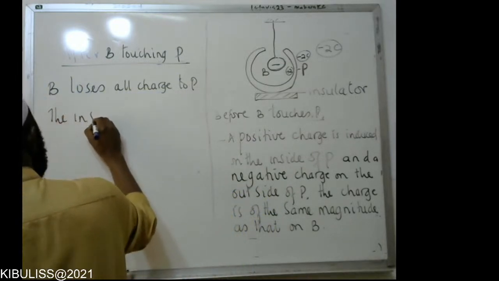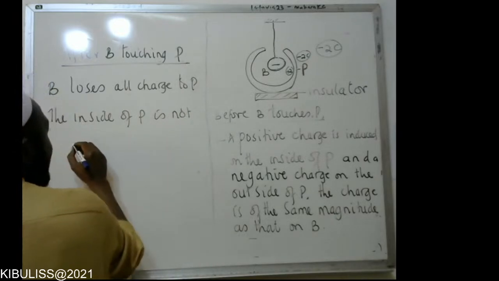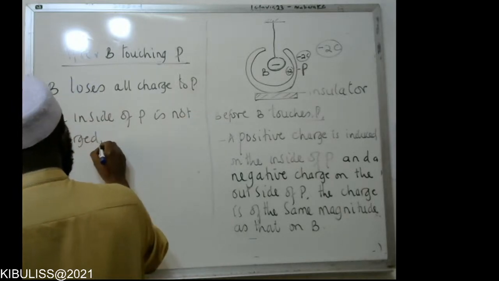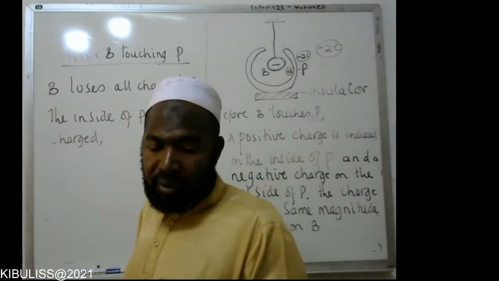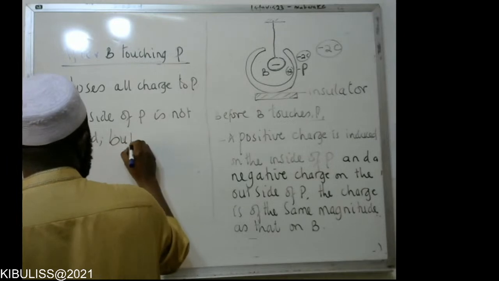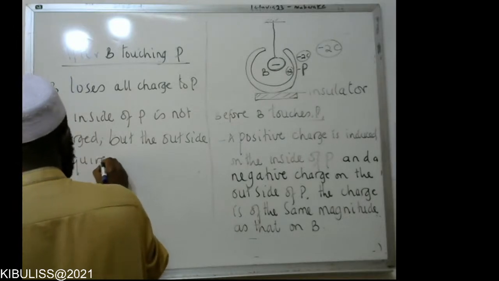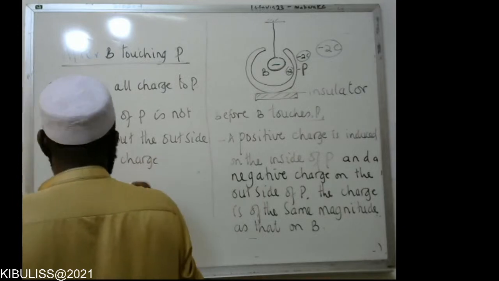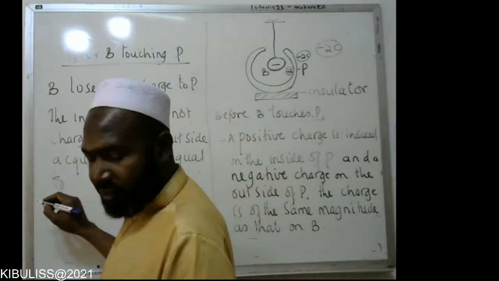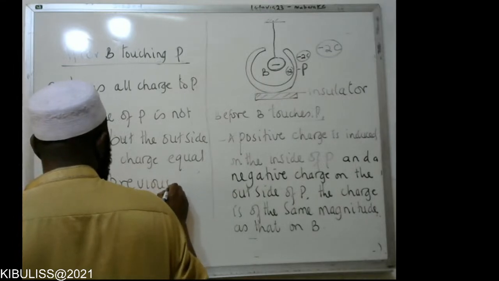The inside of P is not charged, while the outside acquires a charge equal to that previously on B.